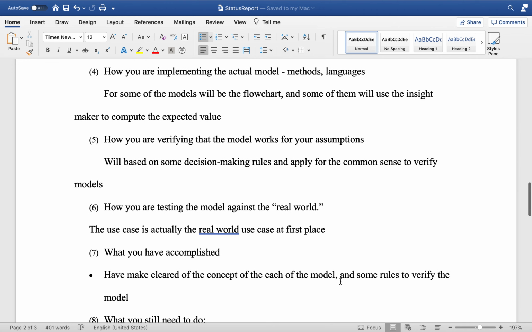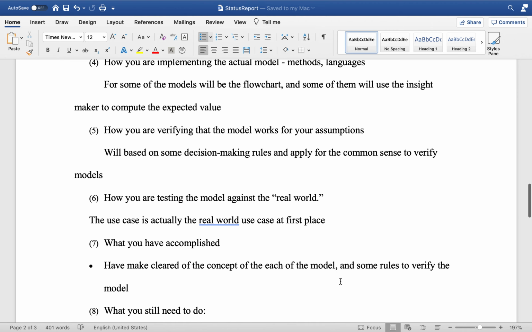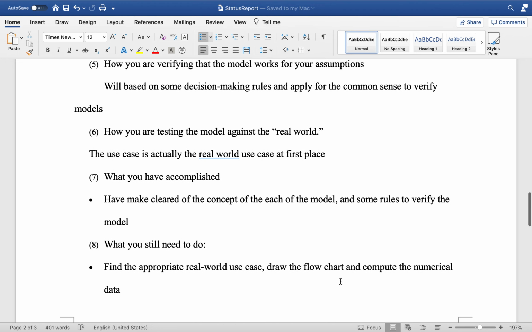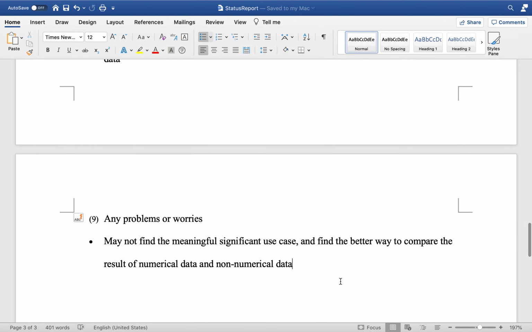For now, I have a clear concept of each model and some rules to verify the models. What I need to do is find appropriate real-world use cases, draw some flowcharts, and compute numerical data. My concern is that it may be difficult to find meaningful and significant use cases, and difficult to find a better way to compare the results of numeric and non-numeric data. So that's all.